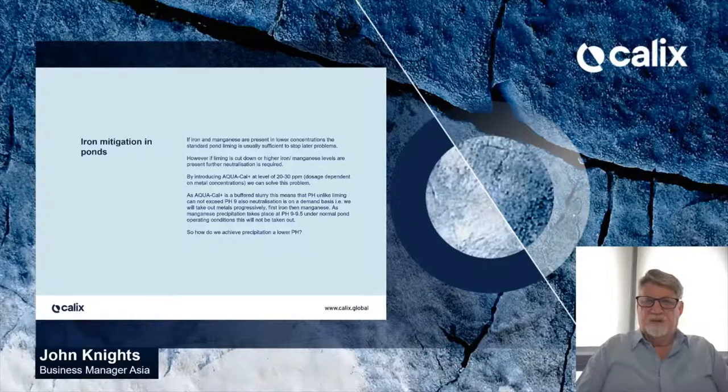As AquaCal is a buffered slurry, this means that pH, unlike liming, cannot exceed pH 9. Also, neutralization is on a deadband basis, i.e. we'll take out our metals progressively. First iron, then manganese, and then other heavy metals if they're present. As manganese precipitation takes place at 9 to 9.5, under normal pond operating conditions, we cannot take this out.